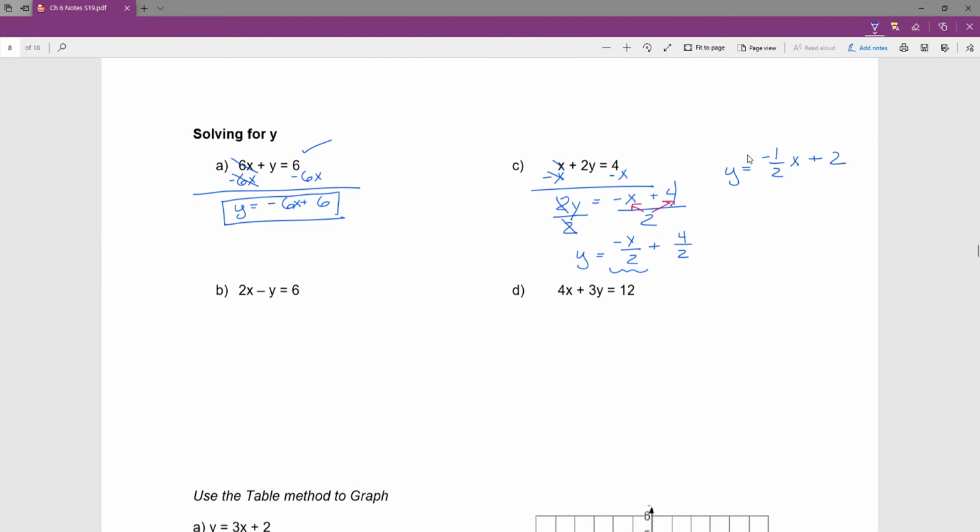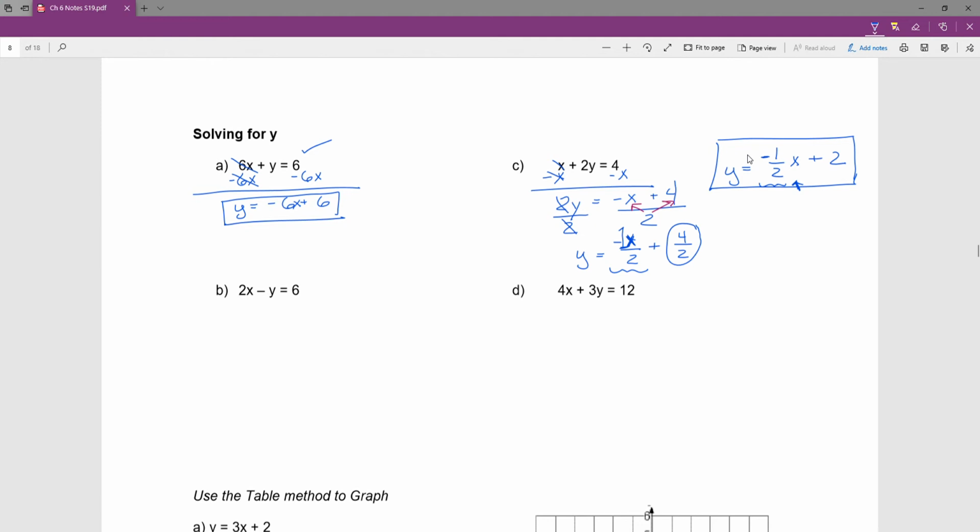So a couple things going on there. I took the 4 over 2 and simplified that as 2. And I took this negative x over 2 and broke it apart so I could see it as a coefficient and the x variable. And so there is a 1 in front of that x. It's still a negative coefficient, but I've broken it up so that I can see it, like I said, as a coefficient and the x variable. So this is how I would give my linear equation solved for y. There's 2 more to do down here that are similar to those ones, so I'll talk them through.